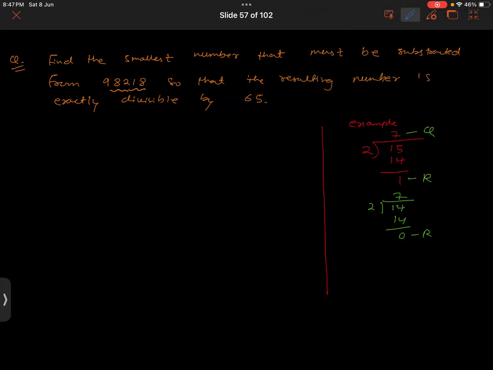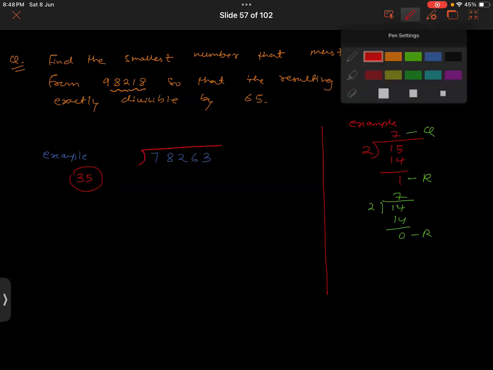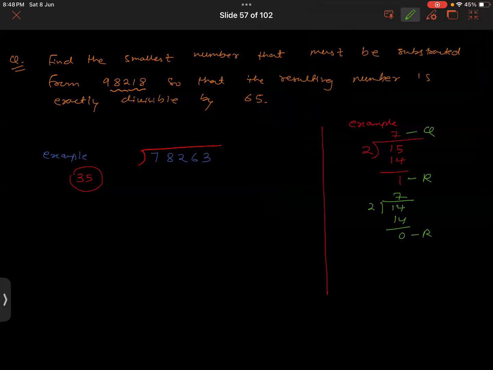Take another example. Say that we have a number 7, 8, 2, 6, 3. What should be subtracted from this number so that it becomes exactly divisible by, let us say, 35? Let me repeat the question. What should be subtracted from this number so that it becomes divisible by 35? Okay, Sumaya, let us start to do this question. Please do let me know if Habib joins the class.